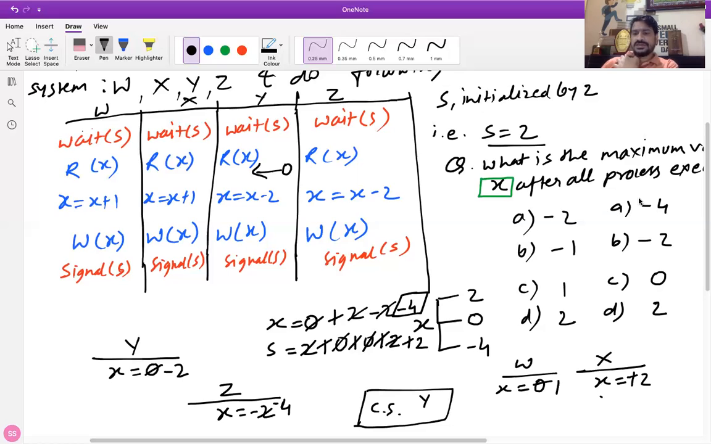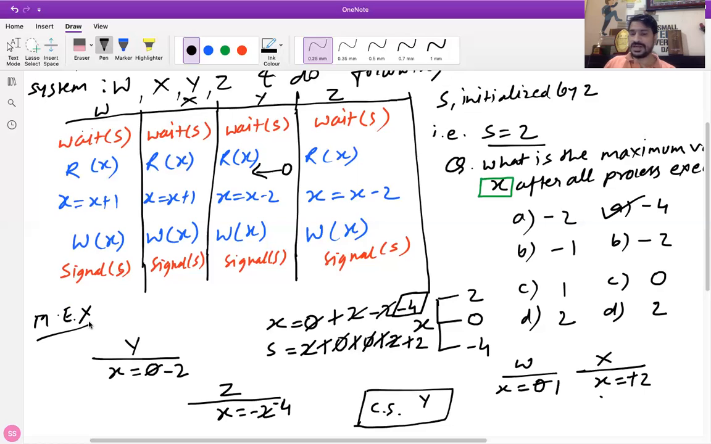So you can see that this is the answer. Now in this example, you can see that when the S value is more than 1, we allow more than one process to go to the critical section, which is a violation of mutual exclusion. Progress is not violated, but mutual exclusion is violated. If mutual exclusion is violated, it is not solving the critical section problem, and it is actually a race condition.